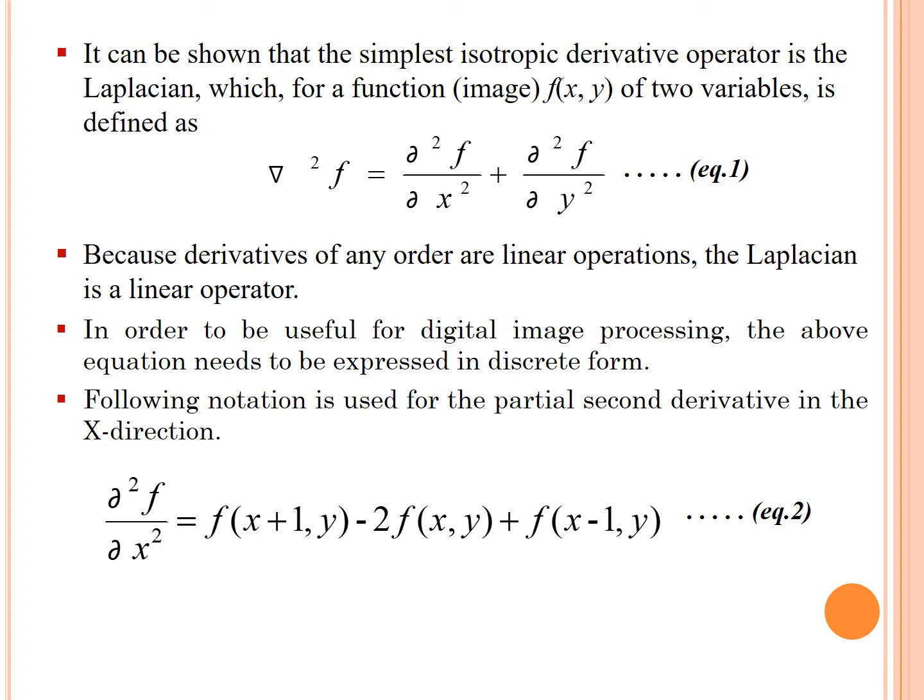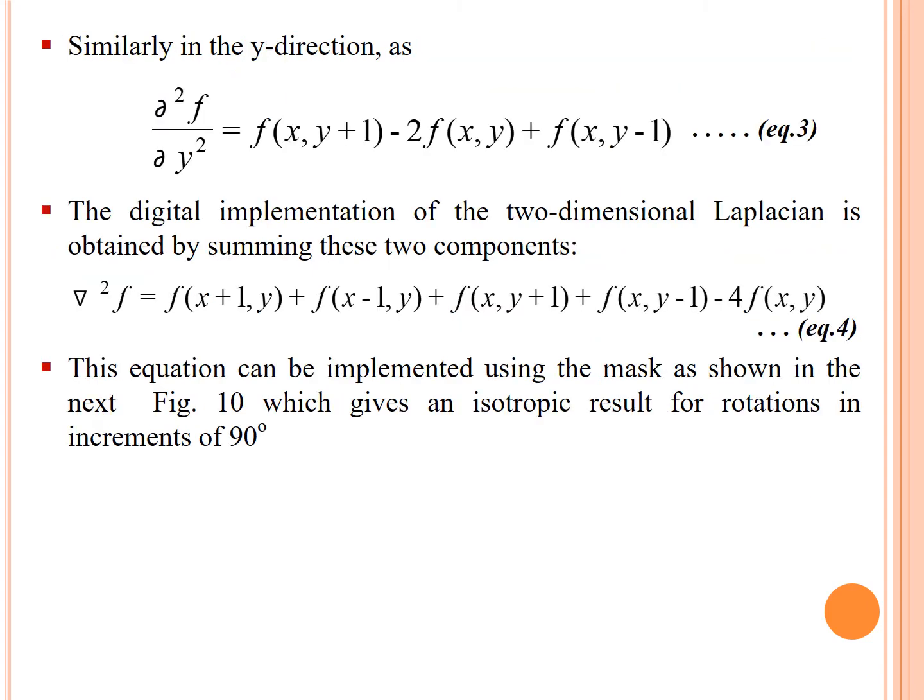The following notation is used for the partial second order derivative in the x direction: ∂²f/∂x² is equal to f(x+1, y) plus f(x-1, y) minus 2 f(x, y). Similarly, in the y direction, ∂²f/∂y² is equal to f(x, y+1) minus 2 f(x, y) plus f(x, y-1).